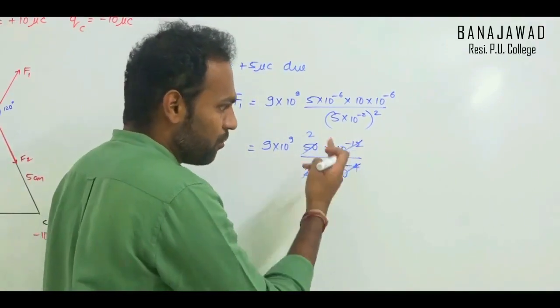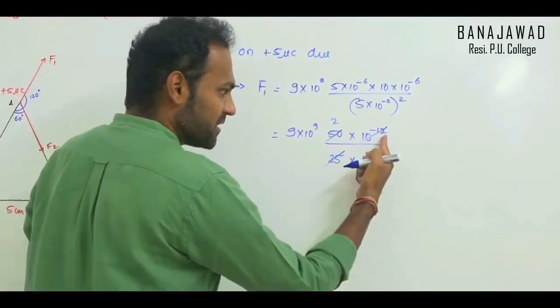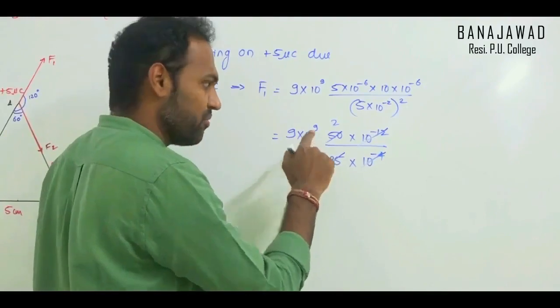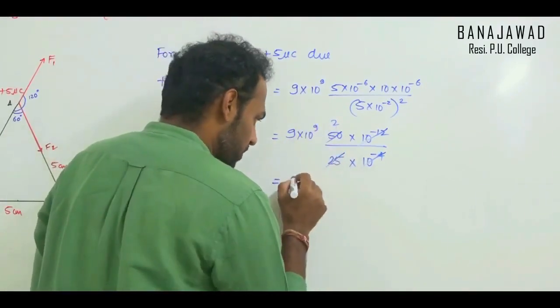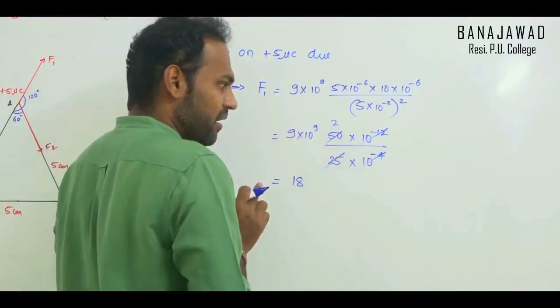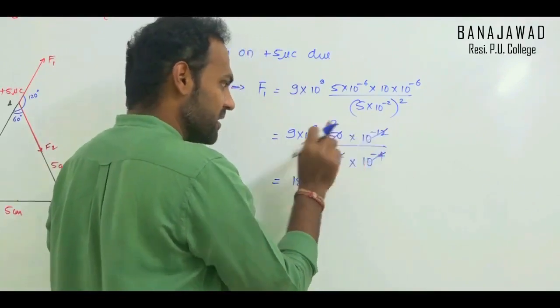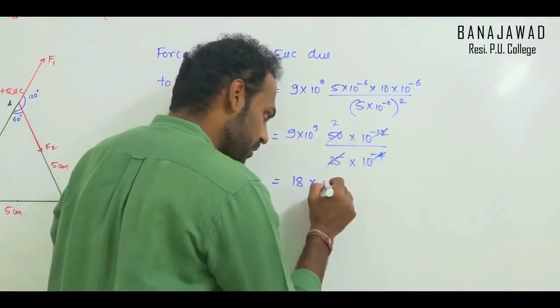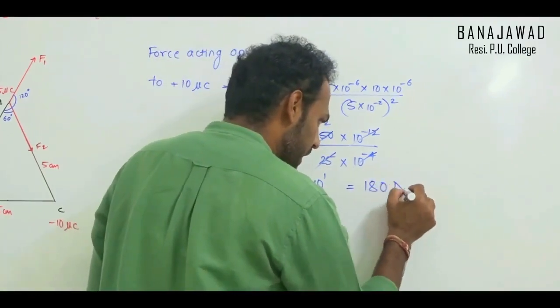Here the remaining thing will be minus 8 now. In minus 12 if I remove minus 4, I will get 10 to the power minus 8. So 10 to the power minus 8 and 10 to the power plus 9, how much will be the remaining thing? It will be 10 to the power plus 1. So 9 into 2 will be 18, and 10 to the power plus 1 remains. So what will be the force? The force will be 180 Newton.